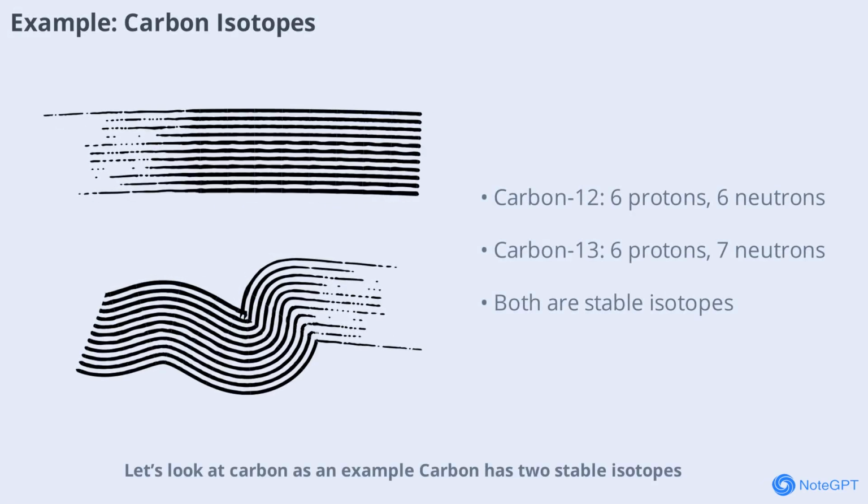Carbon has 2 stable isotopes, carbon-12 and carbon-13. Carbon-12 has 6 protons and 6 neutrons, giving it a mass number of 12. Carbon-13 has 6 protons and 7 neutrons, so its mass number is 13.